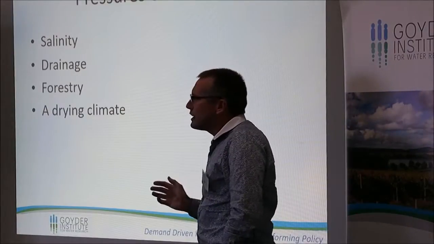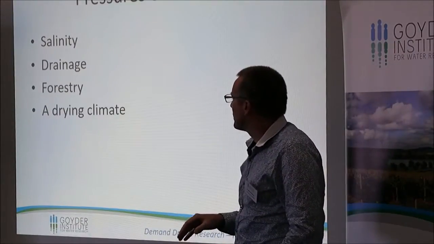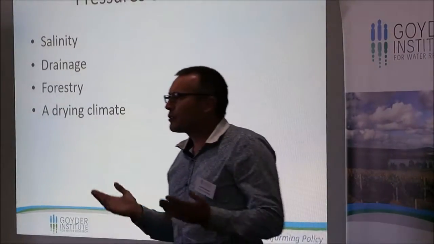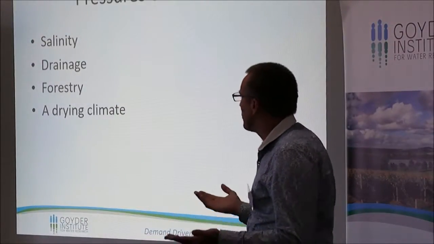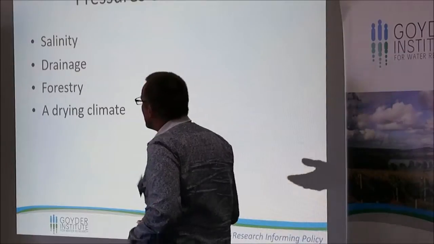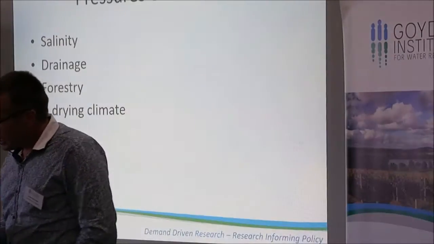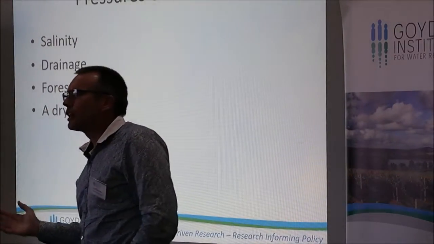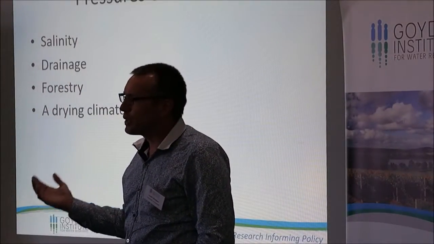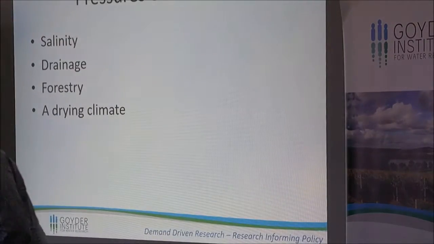There's this salinity issue, not so much of a problem down here. There's drainage. How do we manage? We've done a really good job of getting water off the landscape and opening it up for production. But how do we manage this system? There's forestry and how that affects both the surface water and also the groundwater. And then across South Australia, we've got this drying climate. What are we going to see in the next 20 to 30 years, and how do we cope with that?